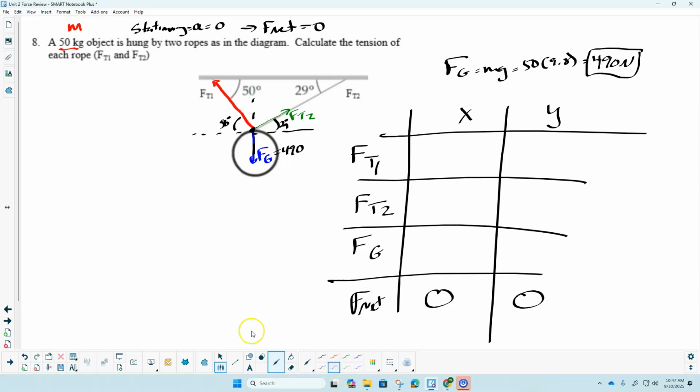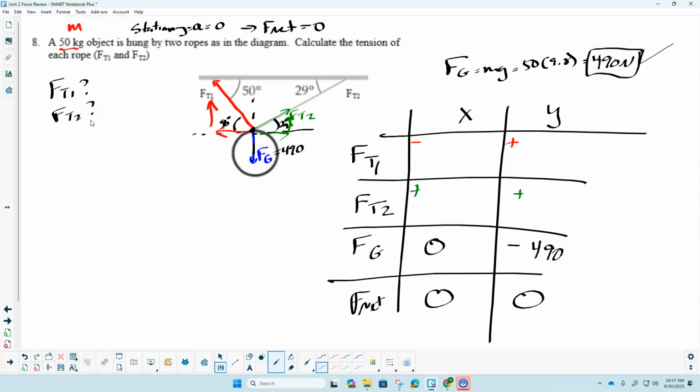So I'm going to go through and do positives, negatives, zeros. Tension 1 pulls left, so that's negative in the x, and it pulls up, so that's positive in the y. The tension in the x is positive, and the tension in the y is also positive for FT2. And then gravity is going to be 0 in the x, and we said it's negative 490 in the y because we already did that calculation. It's negative because it's pulling down. So the problem with this is I don't know FT1 or FT2. I'm looking for both of those.